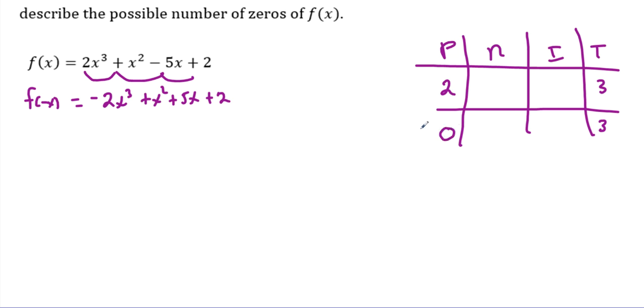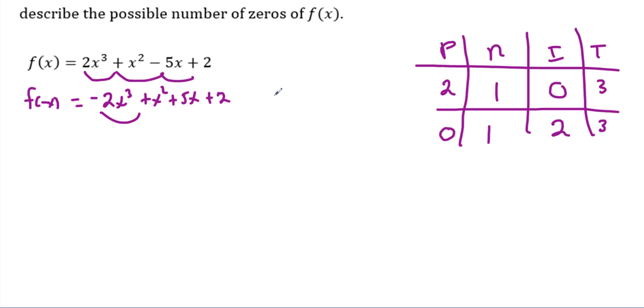Let's see what's going on with our negative. We have 1 sign change, none, none, none. So we only have 1 sign change here, and we have 1 sign change here. That leaves us with 0 imaginary on this scenario, but 2 imaginary roots on this one.